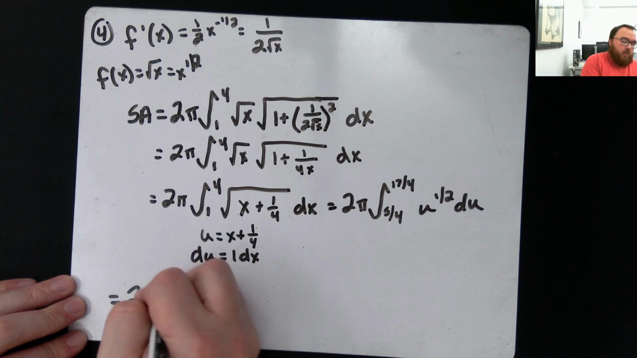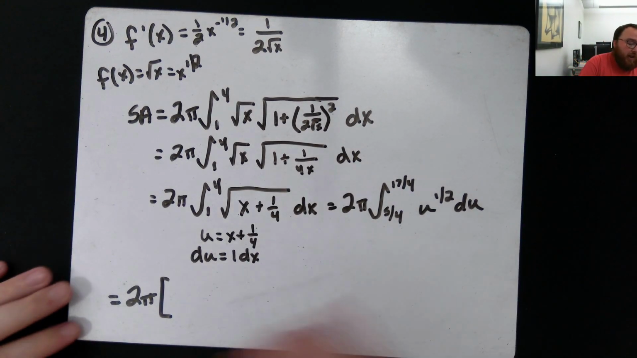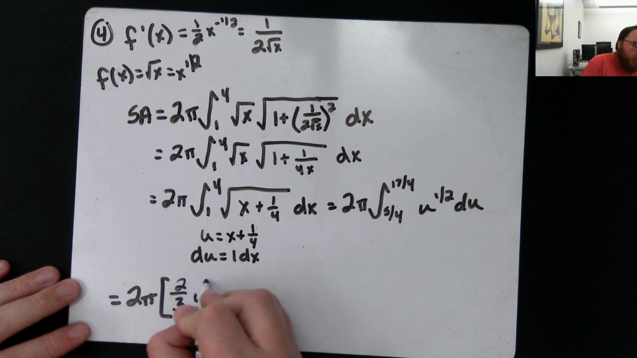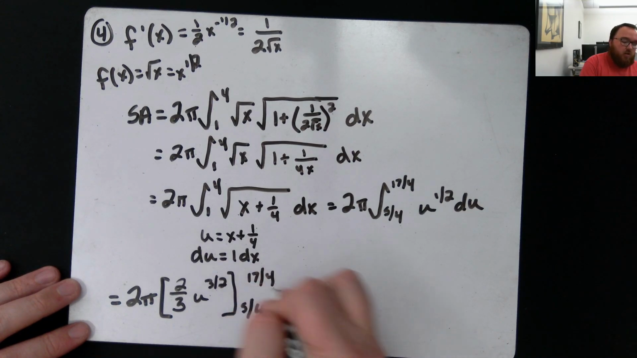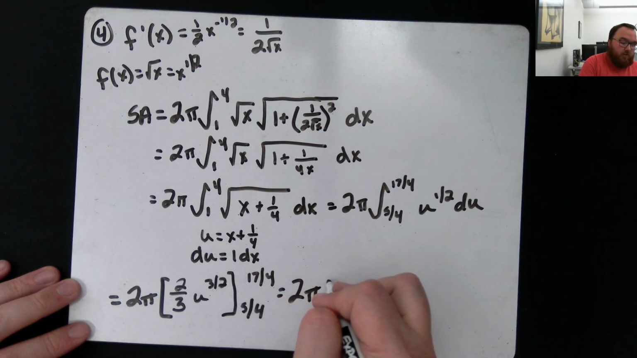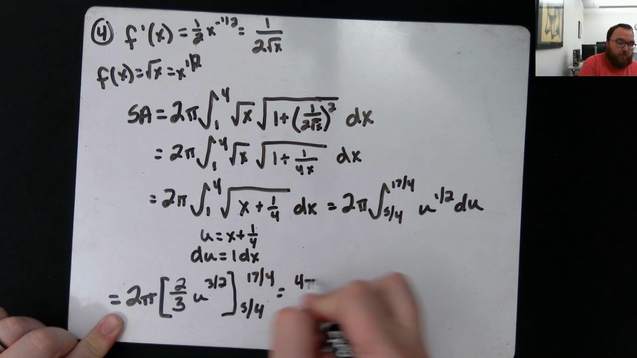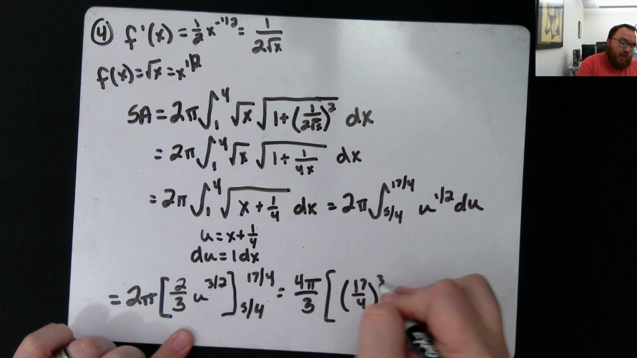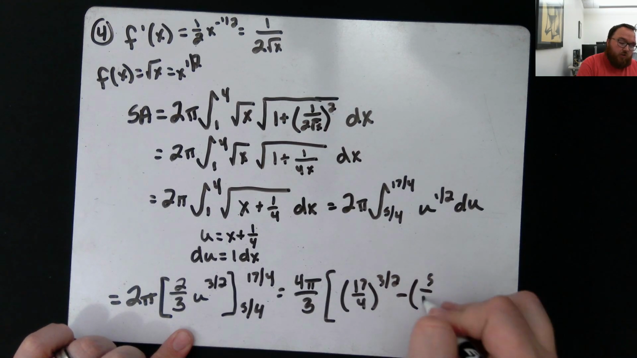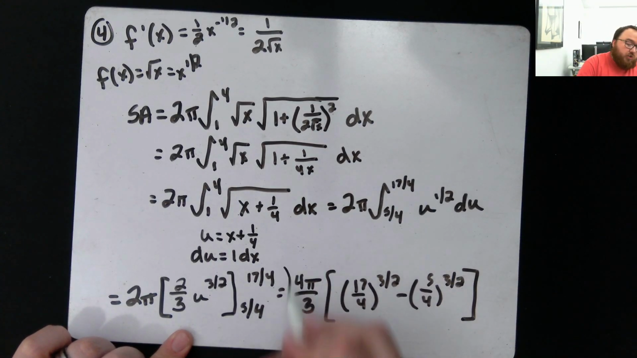Antiderivative, as we saw on examples number 1 and 2, the antiderivative of u to the 1/2 is 2/3 u to the 3/2, from 5 over 4 to 17 over 4. Plug in our top bound. If you want to, 2 pi times 2/3 is 4 pi over 3. You don't have to, though, that's fine. 17 over 4 to the 3/2 minus 5 over 4 to the 3/2. This is not a rational number, so you can just stop there.